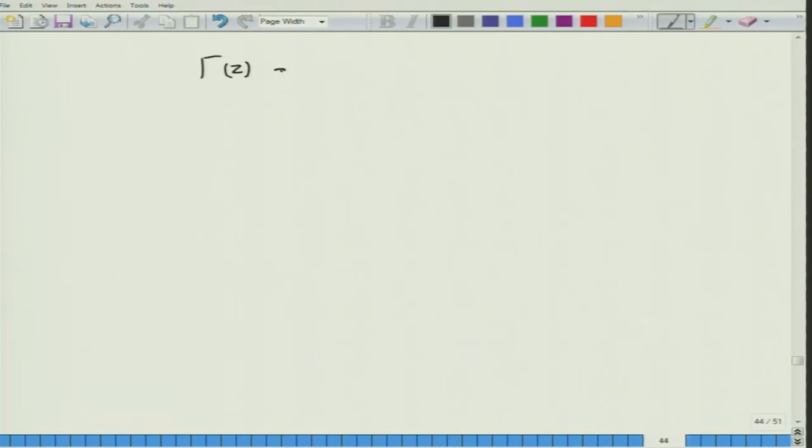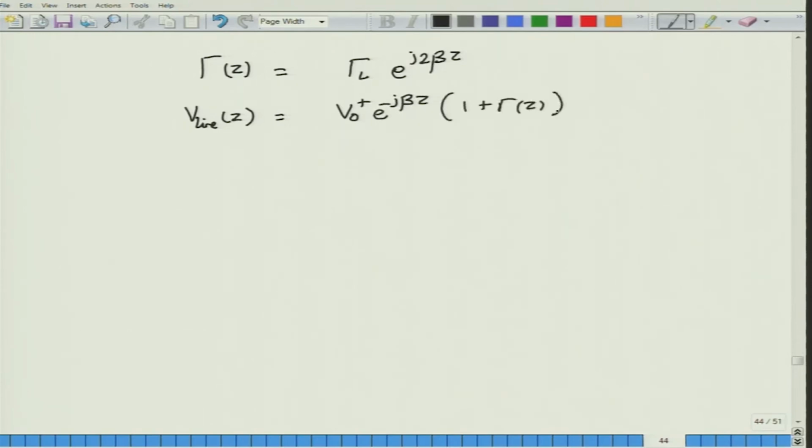Gamma at any point on the transmission line is given by the load reflection coefficient, gamma L, multiplied by e to the power j 2 beta z. In fact, the line voltage, that is the voltage on the transmission line, is simply given by V0 plus e to the power minus j beta z, which is the forward going voltage, times 1 plus gamma of z, as we have seen in the earlier modules. I can also write the line current as V0 plus e to the power minus j beta z divided by Z0, times 1 minus gamma of z. This also we have derived in the earlier module.